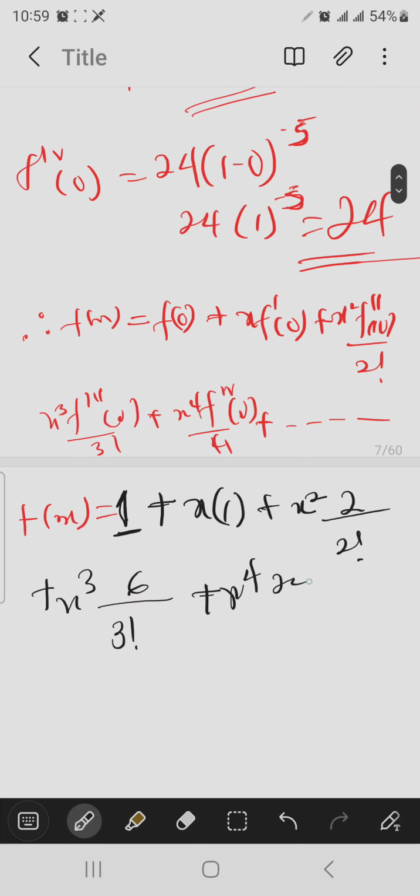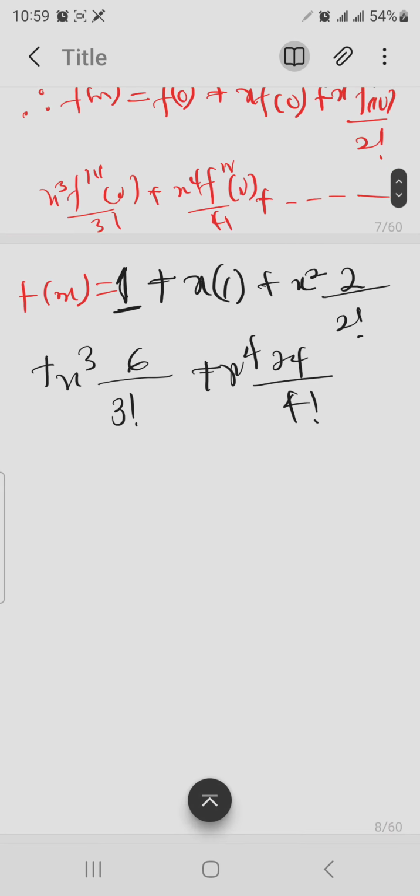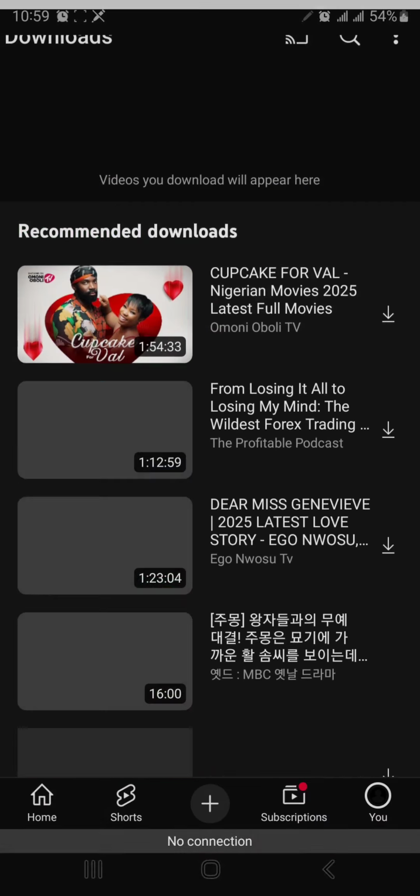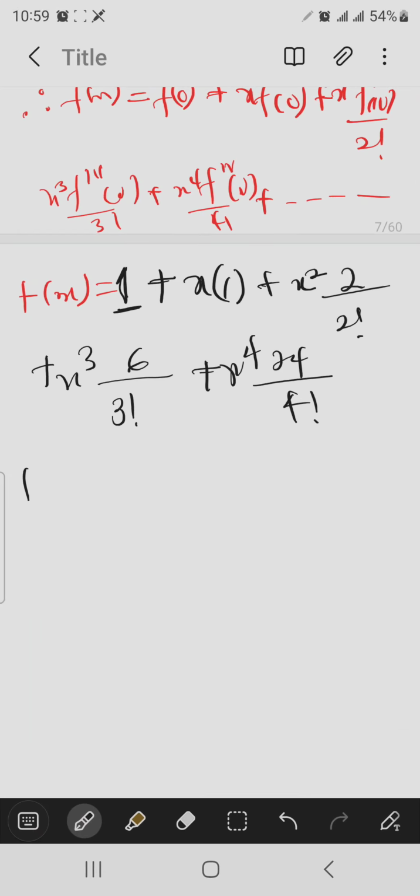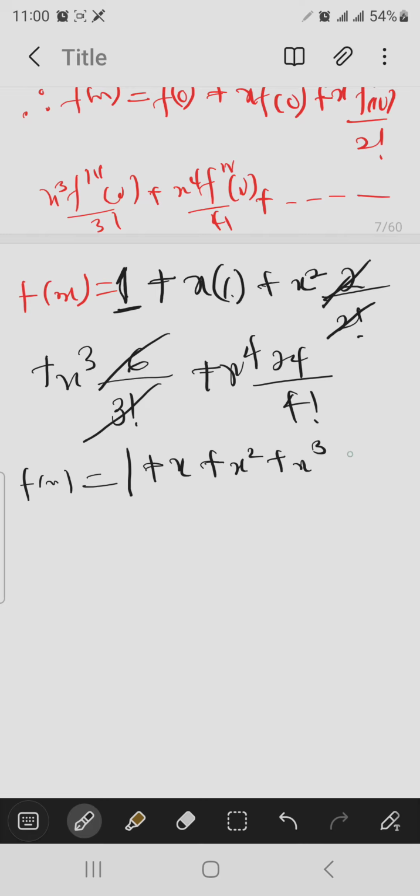So this one will now be what? 24 over 4 factorial. Now let's do this analogy by solving this. F of x now becomes what? This one is going to be 1 plus x times 1, x. Plus x squared over 2 factorial, which is 2 times 1, 2. 2 cancels 2 here. We have x squared plus x cubed over 3 factorial, which is 3 times 2 times 1, 6. 6 cancels 6. We have x cubed over 3, plus x to the 4 over 4 factorial, which is 24. 24 cancels 24. x raised to power 4, plus dot dot dot.